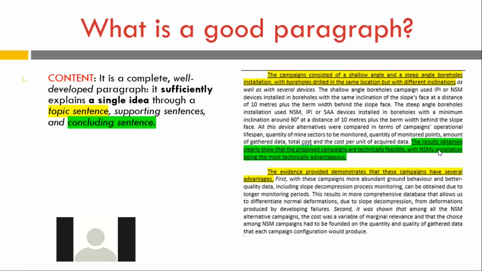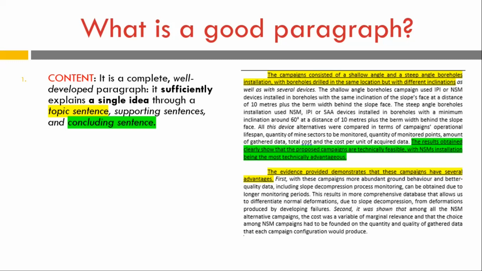And in this case, I would see in green the concluding sentence. It says the results obtained clearly show, yeah, that is a very good concluding sentence. This clearly shows that the proposed campaigns are technically feasible, with this installation being the most technically advantageous. Yeah. So you see, there's always a connection in terms of paragraph structure between the topic sentence in yellow and the concluding sentence in green. Yeah, if you have the concluding sentence, of course. Yeah, if you skip it, obviously it's not the case.